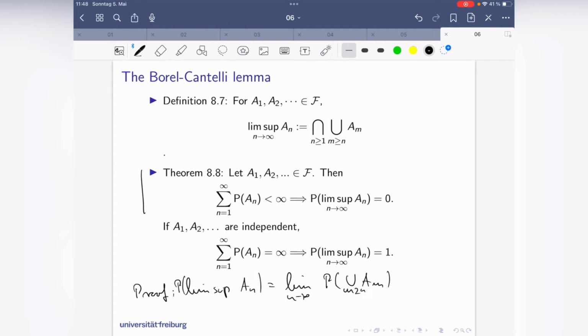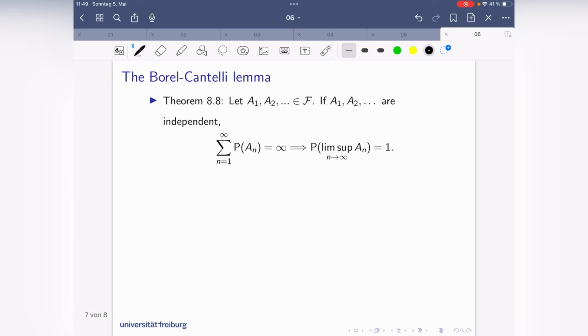As you know, the probability of a union is less or equal than the sum, the sum from M equals N to infinity of P(A_M). In the first part, we have that this sum converges, which means that when you start at a very late index and sum from there, like I do here, I have convergence to 0. So this thing converges to 0, and I have shown the first part.